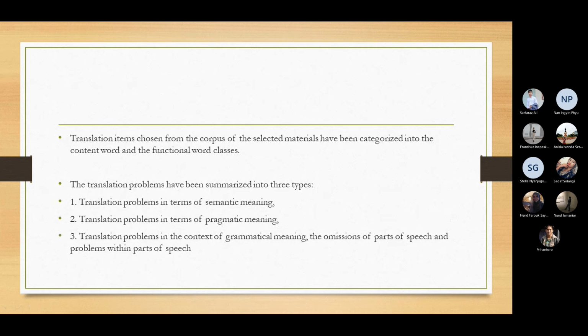So in this chapter, the translation items chosen from the corpus of the selected materials have been categorized into the content word and the functional word of the class. The translation problems have been summarized into 3 main basic types. Number 1 was the translation problems in terms of the semantic meaning, translation problems in terms of the pragmatic meaning, and translation problems in terms of the grammatical meaning, or in other words, the omission of parts of speech and the problems within the parts of speech. So all of these problems are summarized in 3 categories.